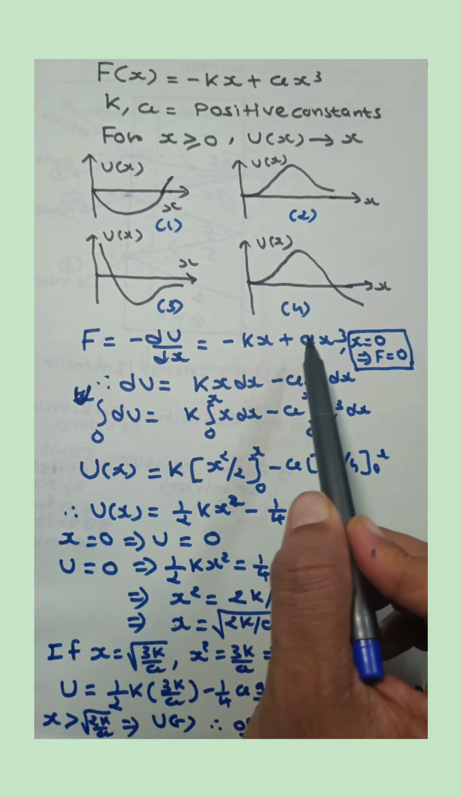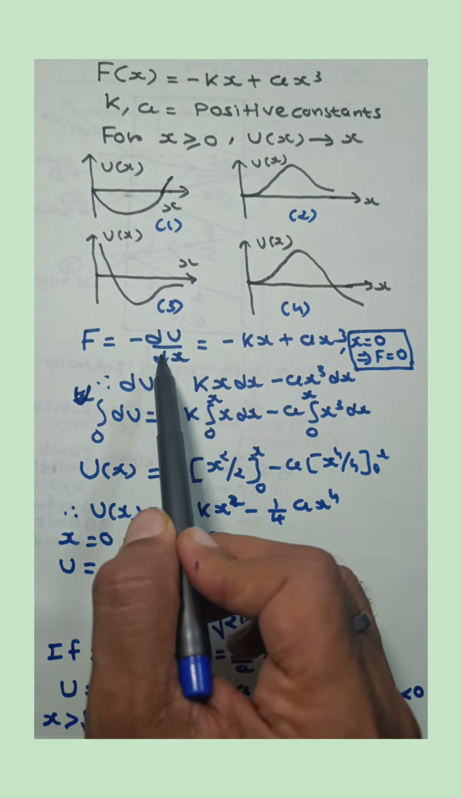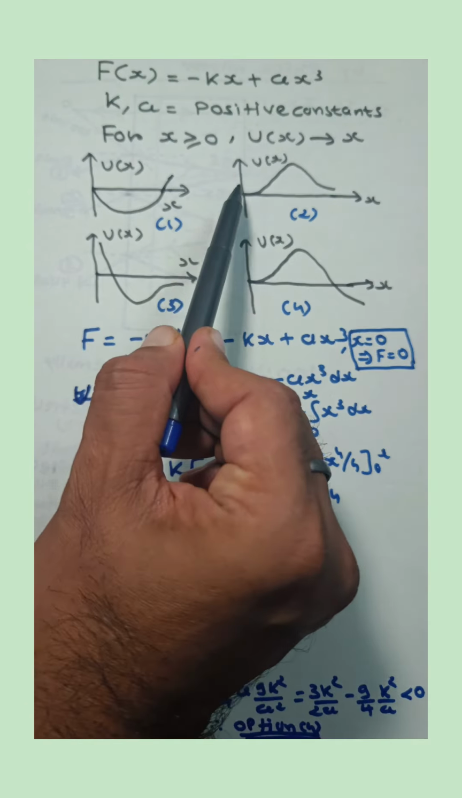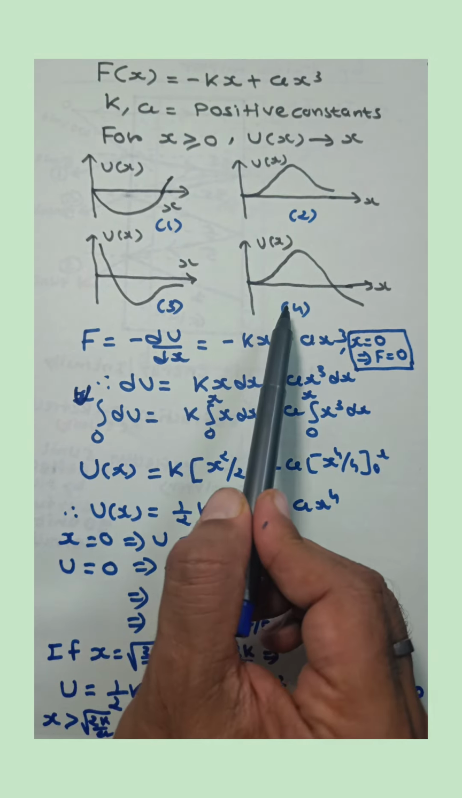From this, if x is 0, then F is 0. It means the slope of U versus x is 0. The slope of U versus x is dU/dx, that is 0. Here at x equal to 0, the slope is 0. That is possible in the second and fourth options only.